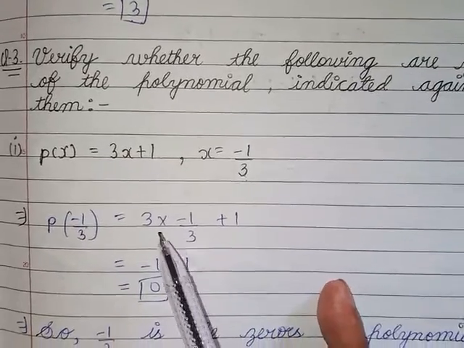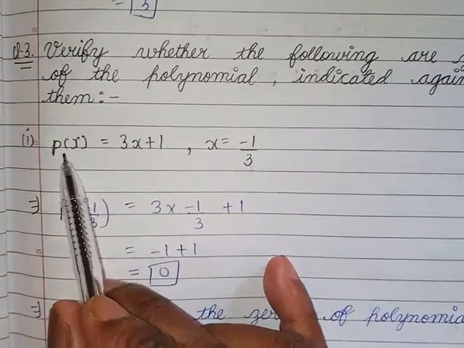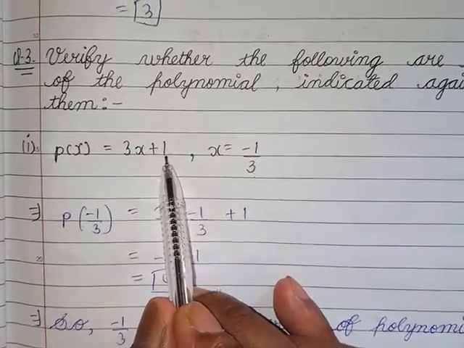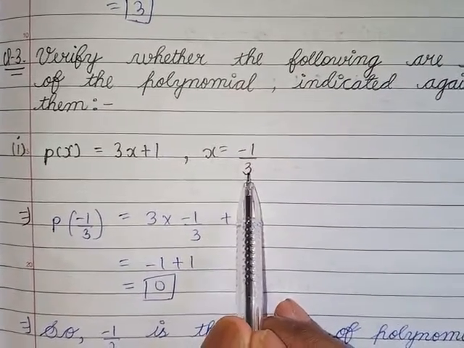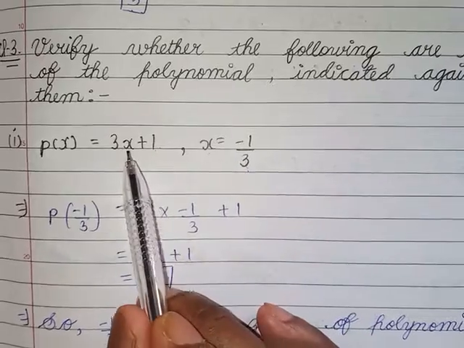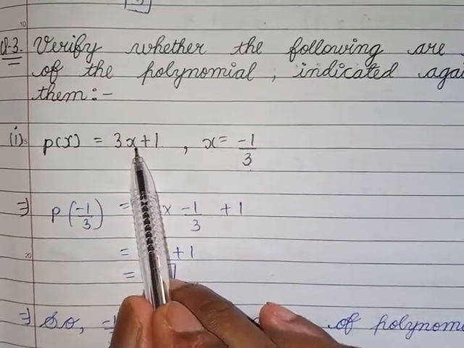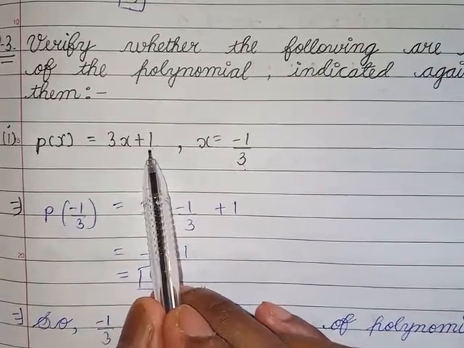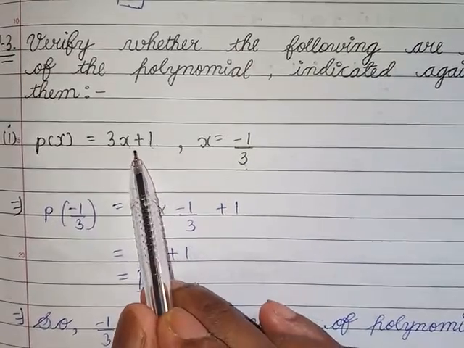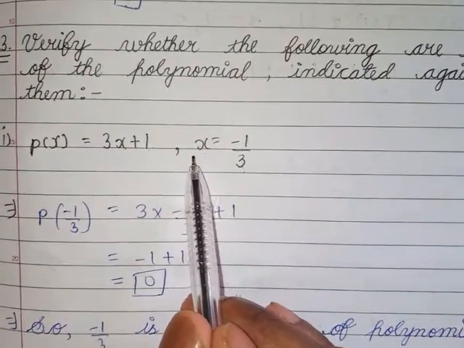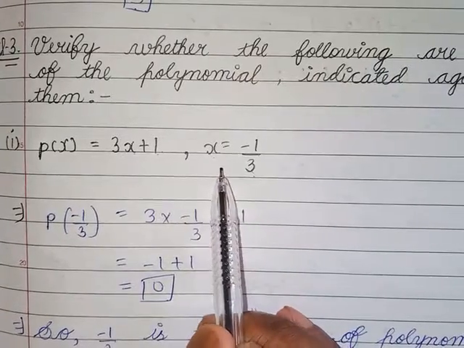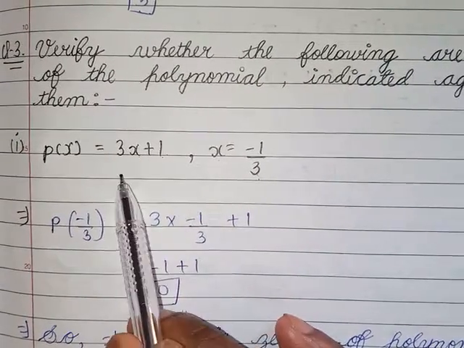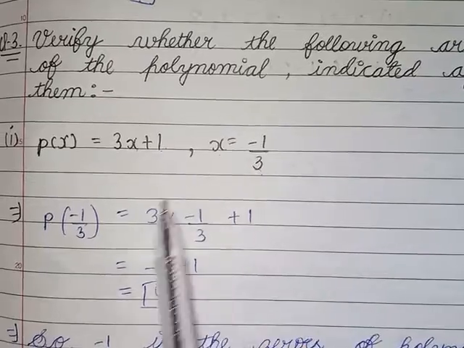How to check that? See, what is it here? P of x is equal to 3x plus 1. What is the value of x? x is given as minus 1 by 3. If you place minus 1 by 3 in place of x here, and after simplification your answer comes 0, then what do we say? x is equal to minus 1 by 3 is the zero of the given polynomial. So let's check. x is equal to minus 1 by 3.